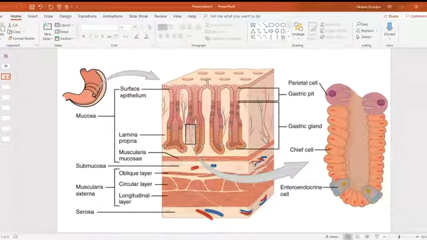What happens if you pump too much proton into the lumen of the stomach past the barrier? That's what happened in your case. You went through a proton pump.